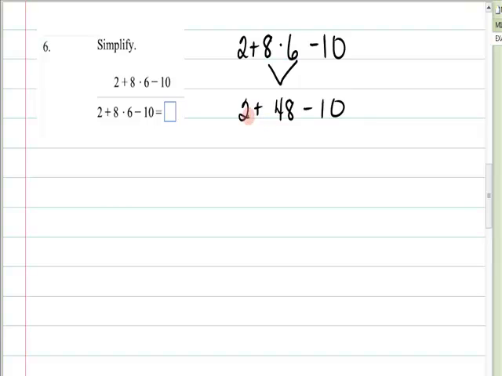Okay. I have addition and subtraction. They have the same priority. I do them left to right. 2 plus 48 gives me 50. Finally, I have 50 minus 10. Now I think everybody would just say that's 40, and that's correct.